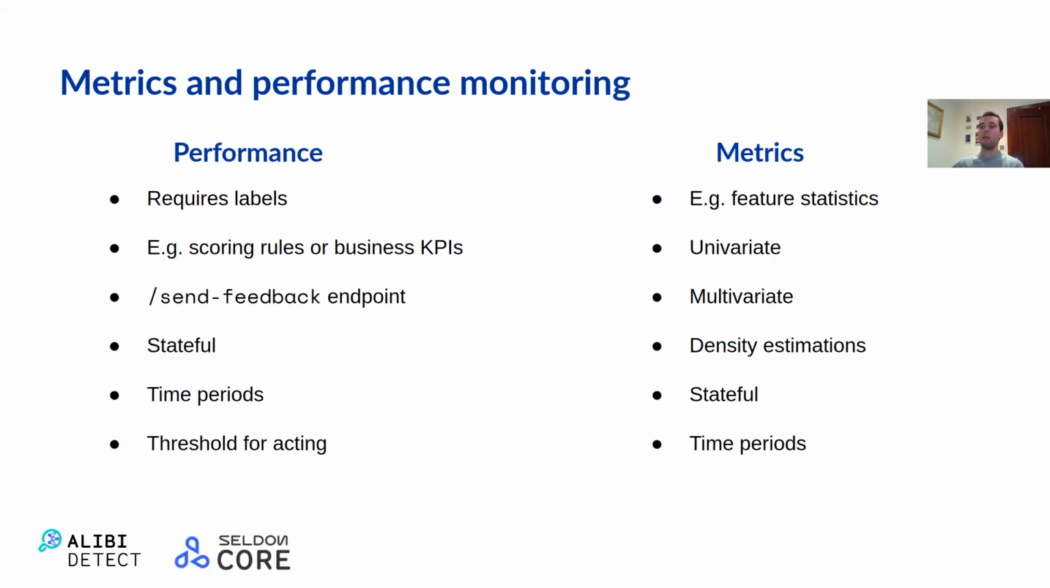So we differentiate between the two because the first requires obviously a ground truth, which comes with its own challenges. For performance metrics, the labels need to be fed into some system that calculates the metrics on the fly. And this can be done via an endpoint. So for instance, the open source ML deployment platform, Seldon Core, will expose a dedicated send feedback endpoint, which accepts labels and performs some user-defined metric calculations, which are often related to some business KPIs.